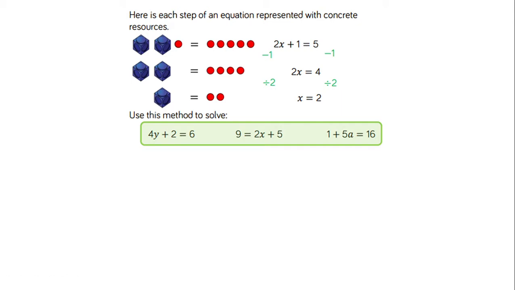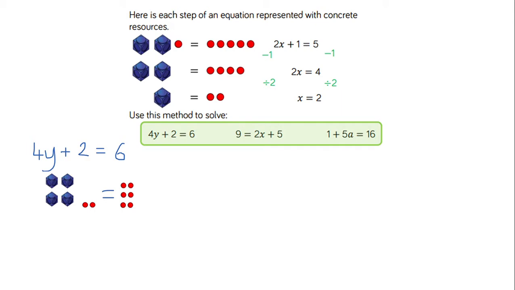So let's have a look at this one. 4y plus 2 equals 6. Okay. I've written it out again there, and underneath I've got my 4y. I'm calling each cube y. 4y plus 2, the 2 counters, equals 6.